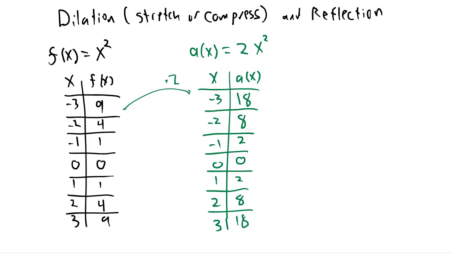So if we graph this on the same set of axes now, let me do it over here on the right. Remember, the x squared graph looks kind of like this.